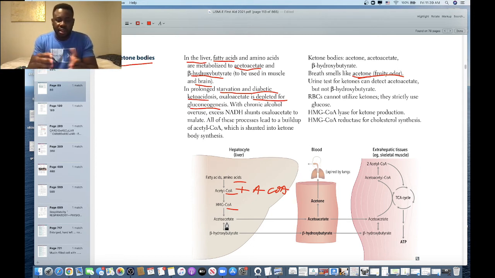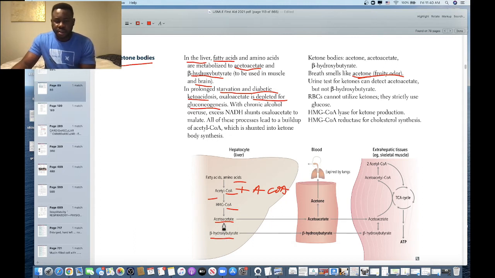If I take the first acetyl-CoA and add a second acetyl-CoA, that will be called acetoacetyl-CoA. You can Google it. Then we'll add another acetyl-CoA, and we'll get HMG-CoA. HMG-CoA will be used to make acetoacetate, the first ketone body, the one we saw here. We'll change this acetoacetate, then we'll get beta hydroxybutyrate. So acetoacetate can be used to make beta hydroxybutyrate, and it's reversible.